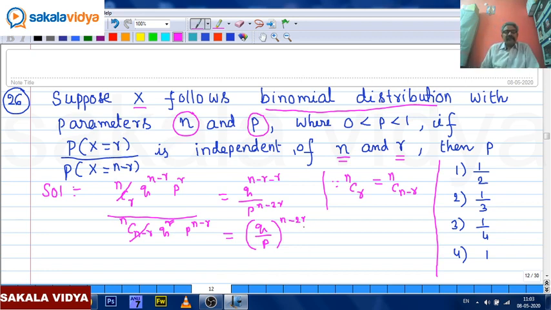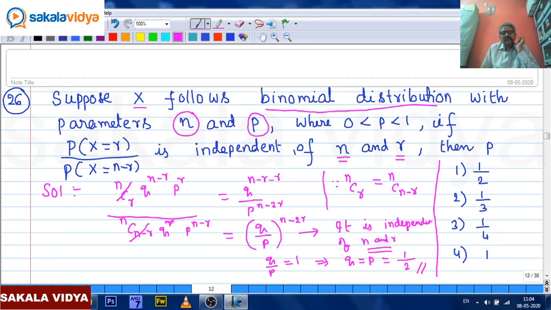So, that means since it does not depend upon, it is independent of n and r, this q by p must be equal to 1. So, q is equal to p. q is equal to p means obviously 1 by 2. So, first option is the right option.